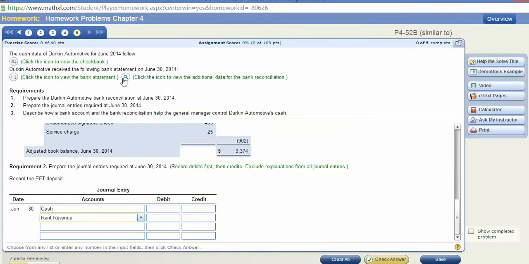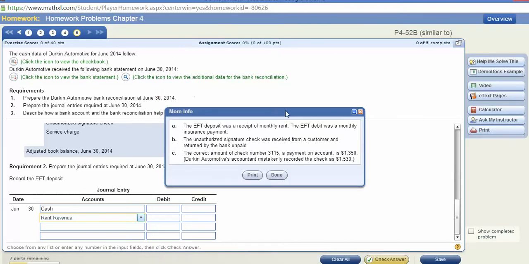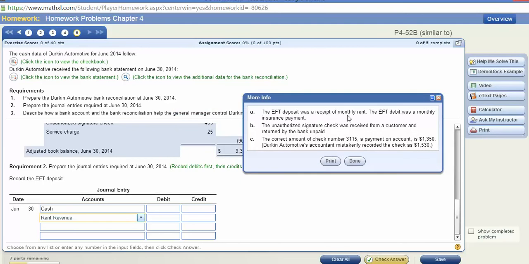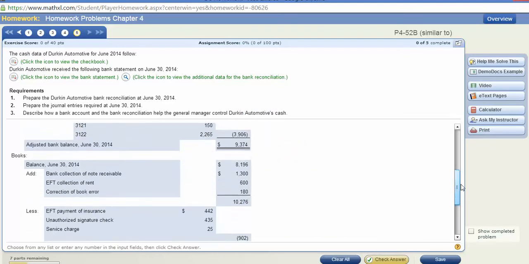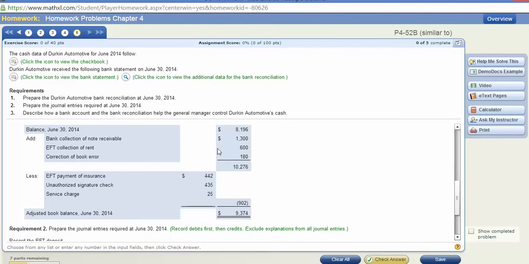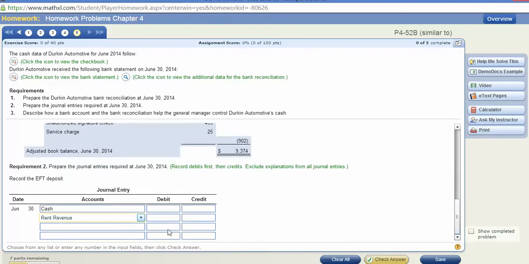Then you come over here to additional information because it hasn't told you yet what it's for. It says the EFT deposit was a rent receipt of monthly rent. The EFT debit, the payment out, was an insurance payment. So we'll remember this here in a minute. So rent revenue, and if you look here at your recon, it'll tell you EFT, collection of rent, 600. So we put 600 here. We are crediting rent revenue because we've actually collected rent revenue. And that concludes our recording of the EFT deposit.